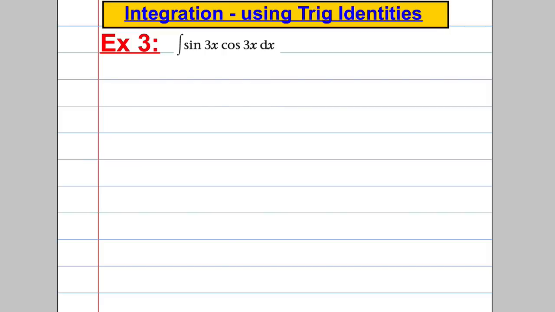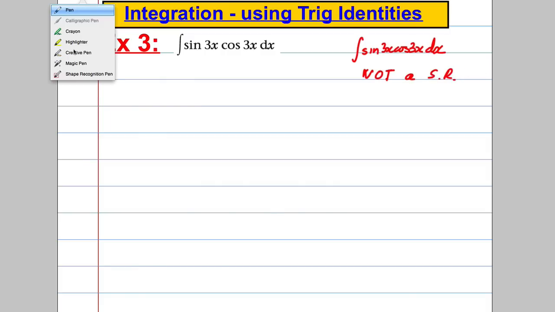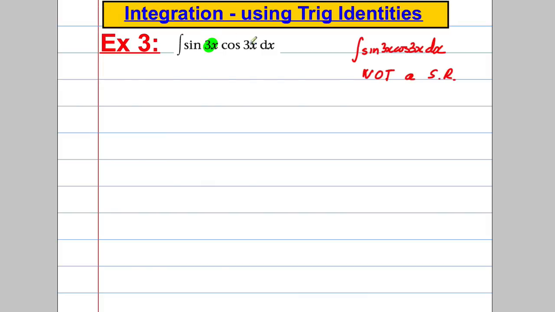Okay, now you're getting the idea. Let's have a go at another one. Do I know how to integrate sine of 3x cosine of 3x? Is it a standard result? The answer is no. It's not a standard result. So let's think, can I use identities? Now, the key thing here is that this 3x and this 3x are the same. That's very important when they're doing these ones.